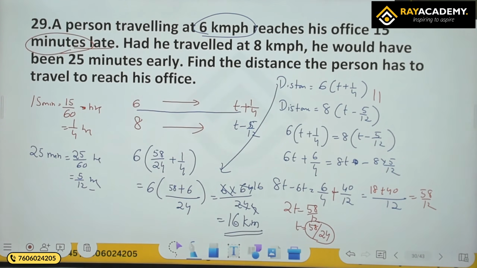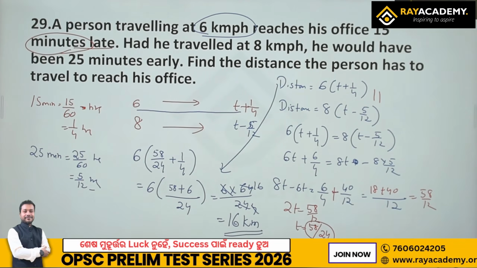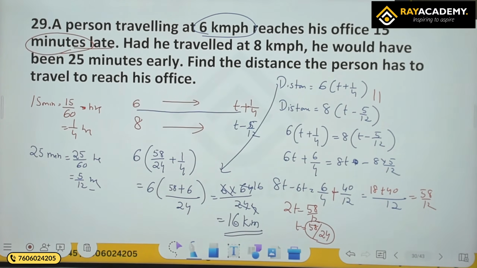Distance is speed multiplied with time, so it is 6 multiplied with t plus 1 by 4. Similarly, for the second scenario, distance is the same formula, speed multiplied with time. Speed is 8 and time is t minus 5 by 12. Then we can equate both the distances. So 6 multiplied with t plus 1 by 4 is equal to 8 multiplied with t minus 5 by 12.